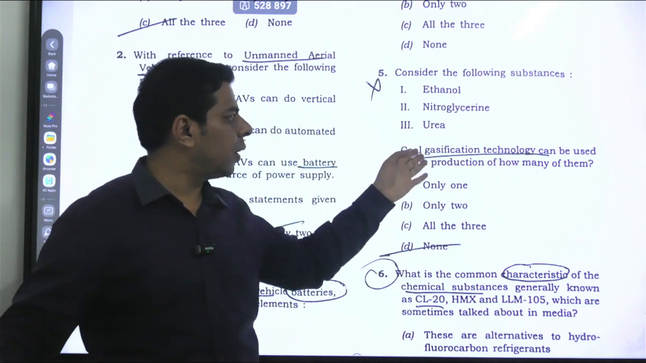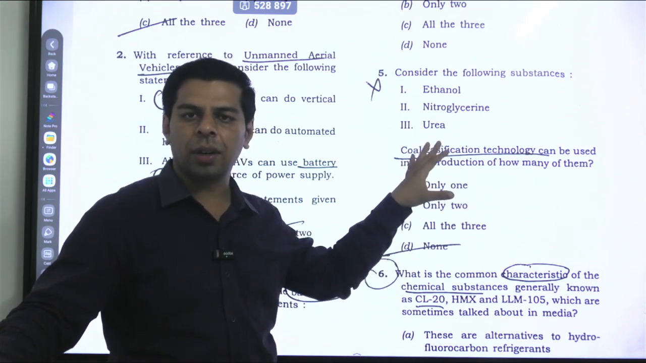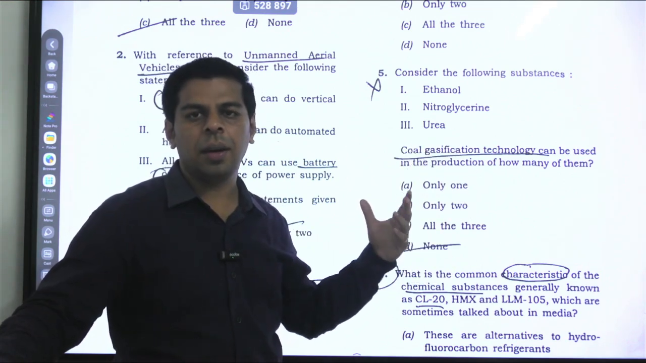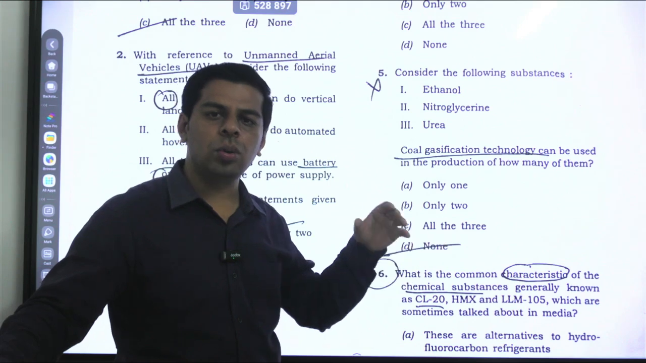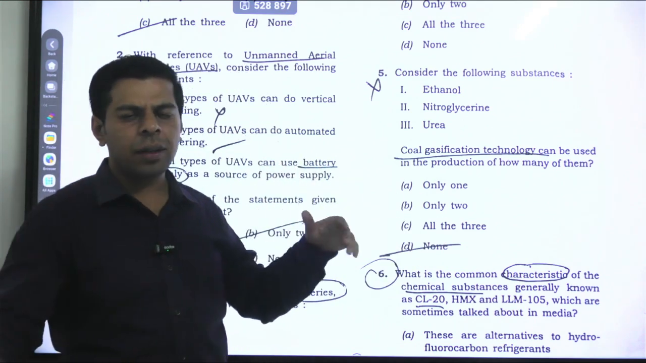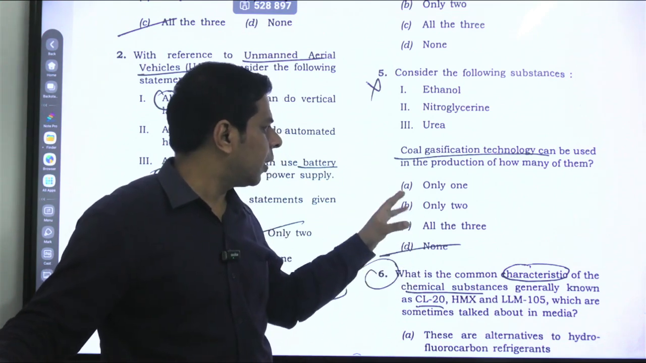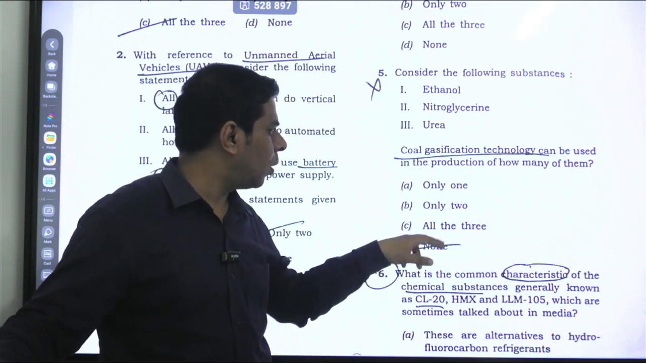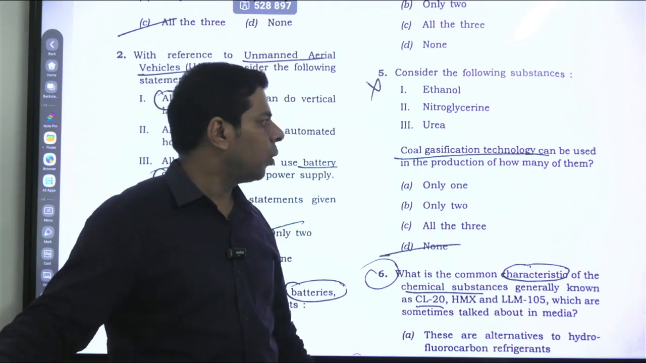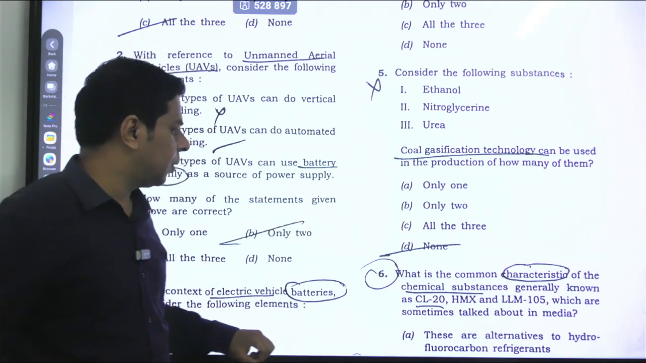Otherwise, these fertilizers are another byproduct, and urea happens to be one of the main fertilizers which India uses. So basically, we are trying to do waste from wealth strategies and trying to decarbonize the sector as well. So in this particular case, this is a tricky question. The trick of all three would not have worked. You have to be a little specific. Only two can be linked to the coal gasification process.